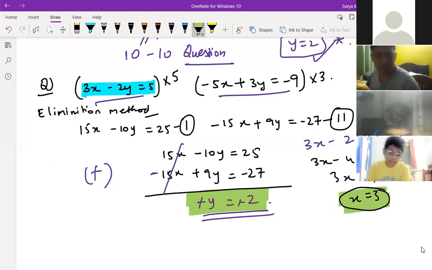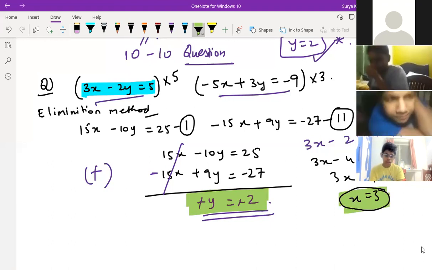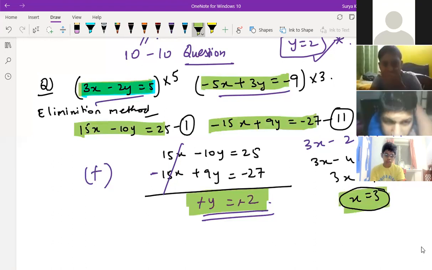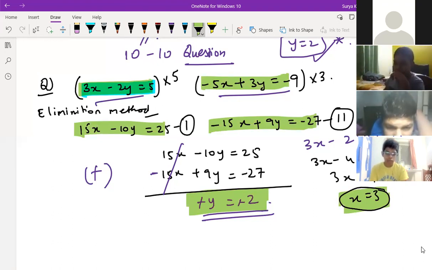Satvik, just check. One doubt: if we substitute the y into the first or second equation, we'll get the same answer for x, right? Yes, substitute in the second also, no problem. You can substitute here also, and you will get the same answer. No doubt, sir. So this is the easiest method, easier than substitution also.